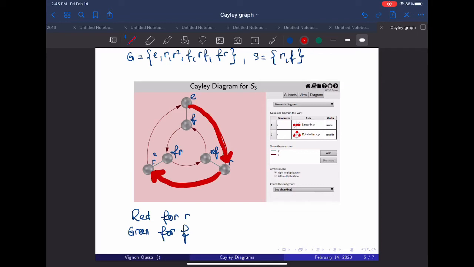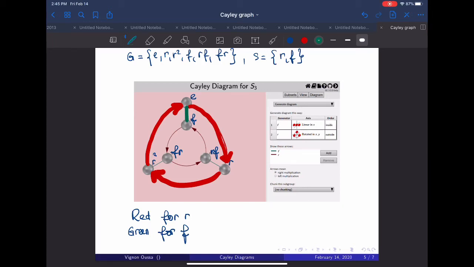If we take R times R square, we get the identity. So we return right here. Now to generate F, I will need a green color, right? Because green corresponds to F. So we'll have this. But then to generate RF, I need a red color.